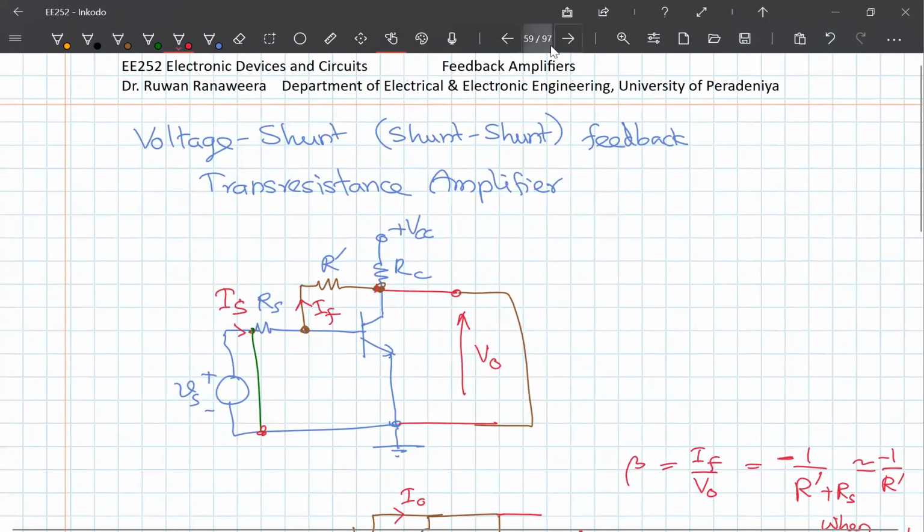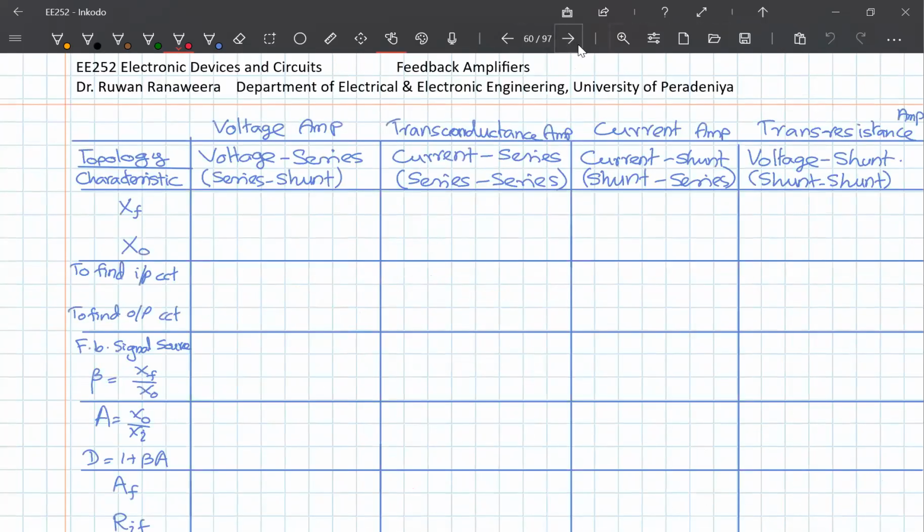Okay, no questions. Good. Let me then summarize this in a table. For each of these amplifiers, voltage amplifier, transconductance amplifier, current amplifier, and transresistance amplifier, the feedback topologies are known as voltage series, current series, current shunt, and voltage shunt. Or in another way, these other names also.